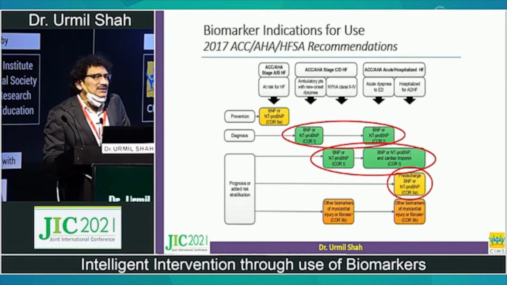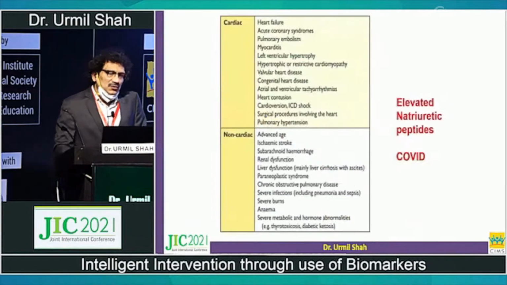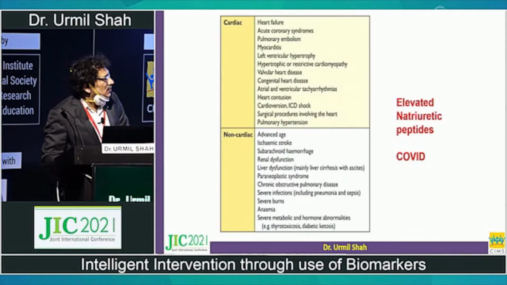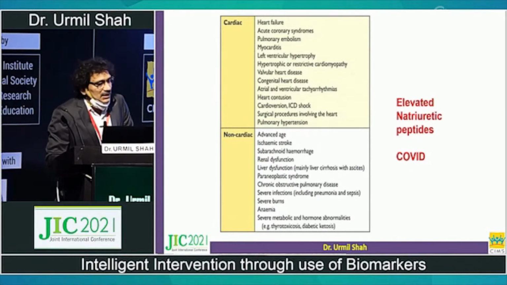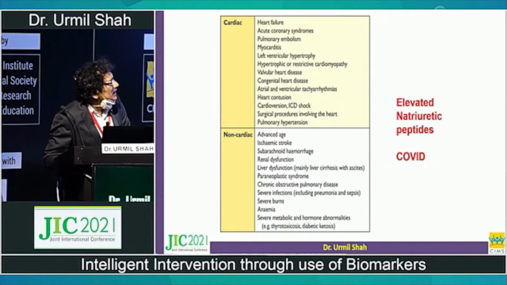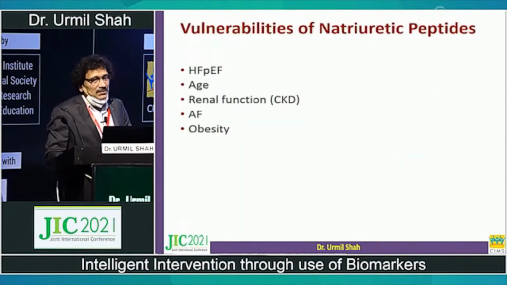At the same time, pre-discharge BNP is also very helpful to know whether the patient can be discharged, and what the long-term outcome is going to be. At the same time, we have to know the many conditions which can cause elevated NT-proBNP. Non-cardiac conditions also, like pulmonary embolism, myocarditis, renal dysfunction, subarachnoid hemorrhage, liver dysfunction. So that also we have to keep in mind. In the present time, COVID also we have to keep in mind.